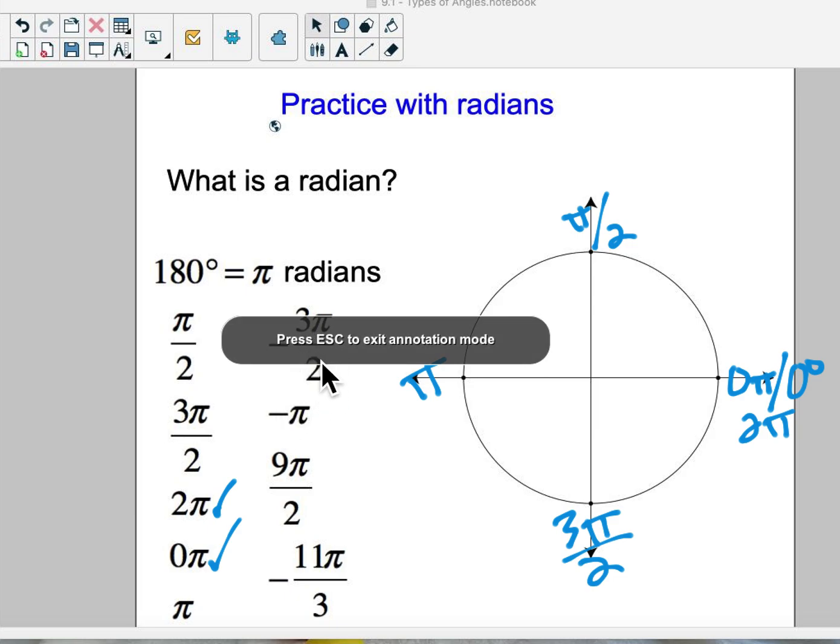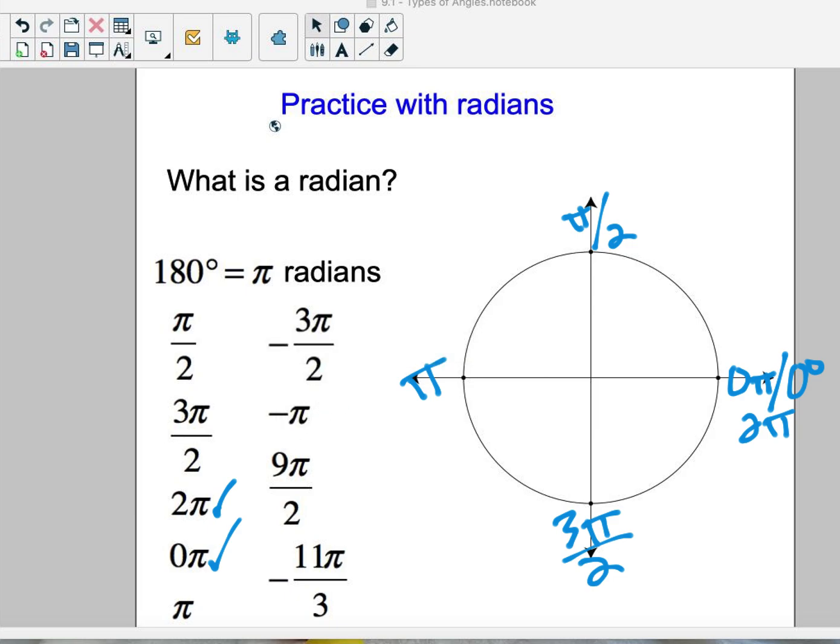If I said negative 3 pi over 2, negative 3 pi over 2. So remember, we're going to go clockwise because it's negative. So that's negative pi over 2 because that's negative 90 degrees. Negative 3 pi over 2 is the exact same spot as positive pi over 2. Negative pi, same exact spot as positive pi. Just negative 180 degrees instead of positive 180 degrees.